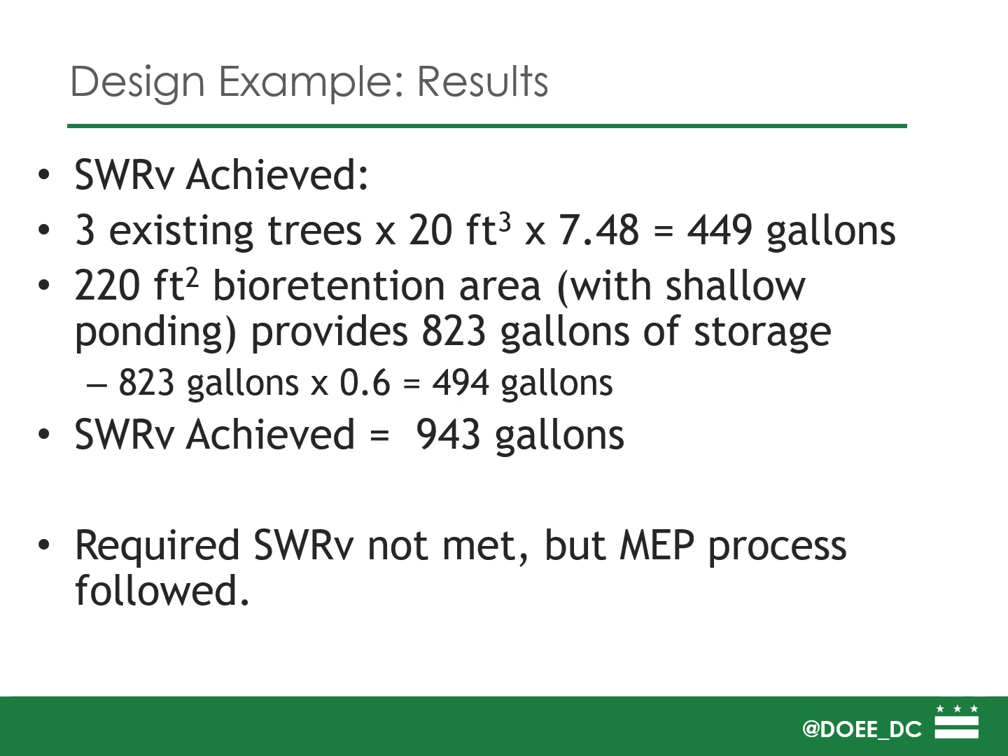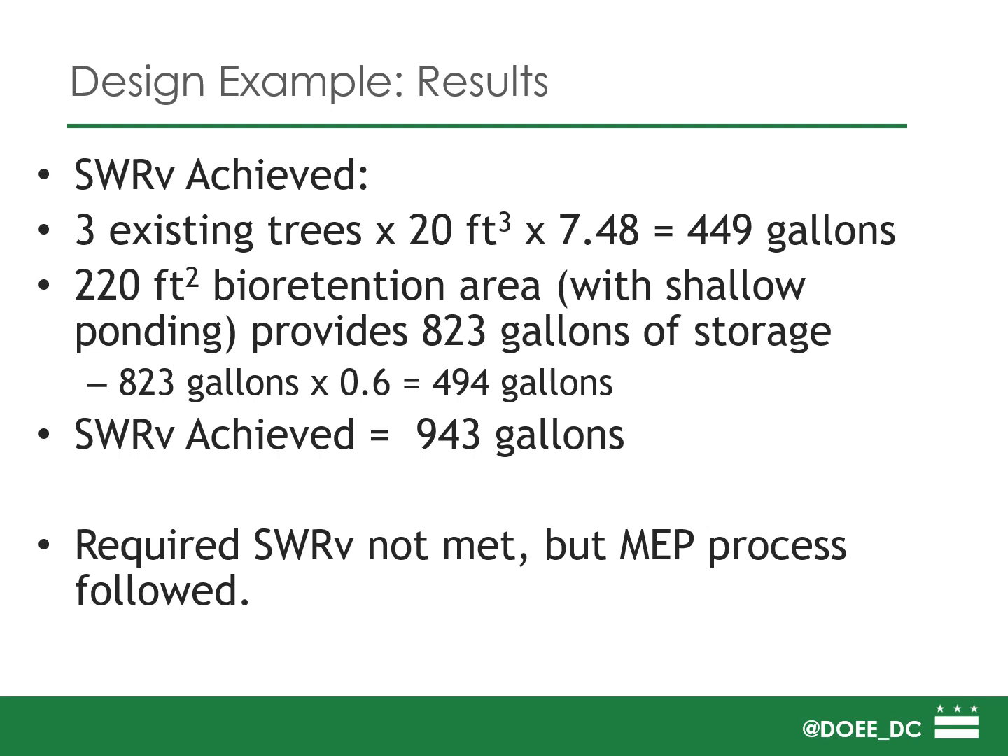The SWERV achieved, based on what we just showed: you can see for those 3 existing trees, we're going to preserve them, right? You don't want to knock down a tree and put a bioretention where there are existing trees. So you get the 20 cubic foot retention value, these are large trees in this case. So there are 3 of them times 20. Converted to gallons, you get 449 gallons of retention from preserving those 3 existing trees. The bioretention area was 220 square feet. Generally, bioretention in the public right-of-way has shallow ponding, so the calculation ends up being 823 gallons of storage provided.